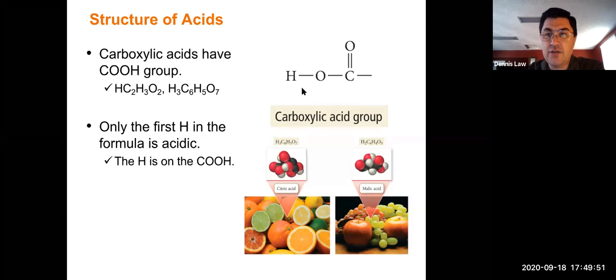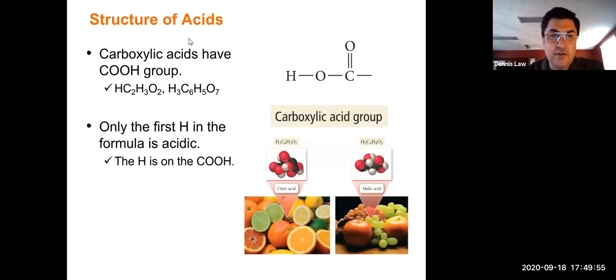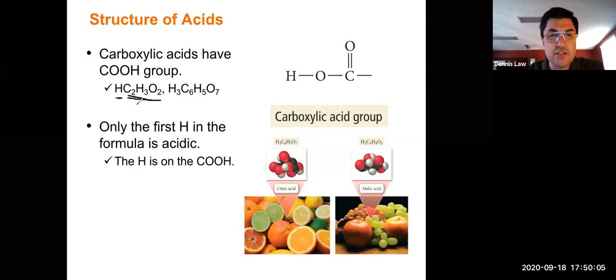So only this hydrogen is acidic. So if you write down the formula here, only this H is acidic. This is not. These other ones are not acidic. These hydrogens here, just the first hydrogen. So they always put the acidic hydrogen first there, just to indicate how many acidic hydrogens it has. This one actually has 3 acidic hydrogens.